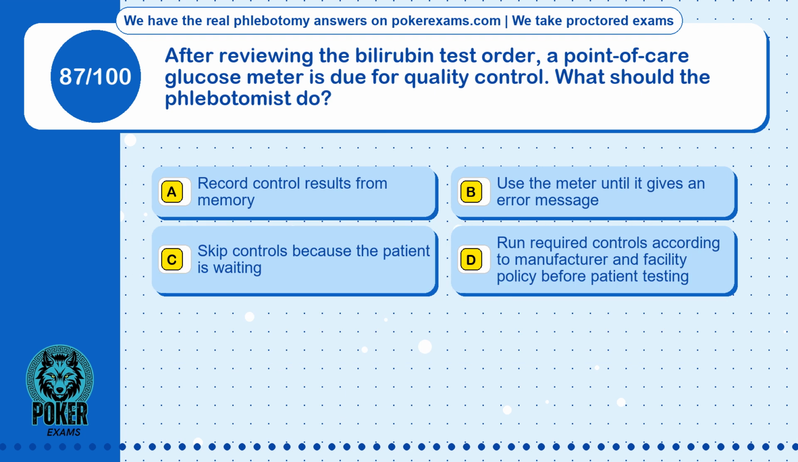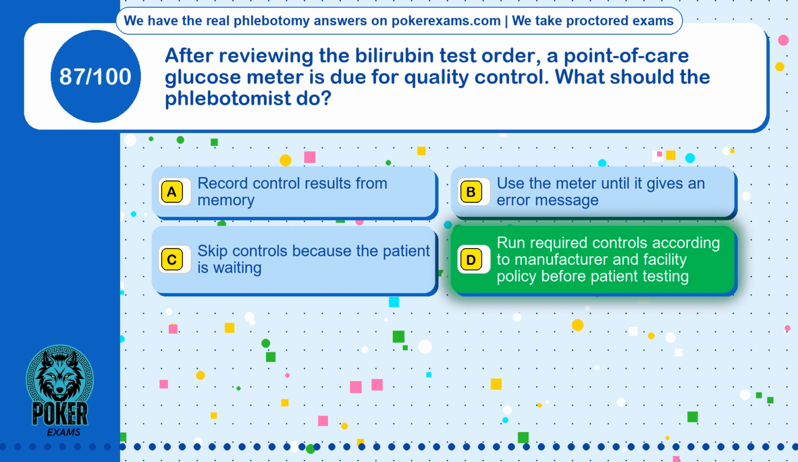Question 87. After reviewing the bilirubin test order, a point-of-care glucose meter is due for quality control. What should the phlebotomist do? Option A. Record control results from memory. Option B. Use the meter until it gives an error message. Option C. Skip controls because the patient is waiting. Option D. Run required controls according to manufacturer and facility policy before patient testing.